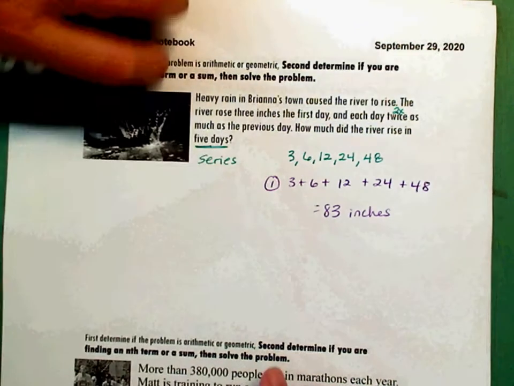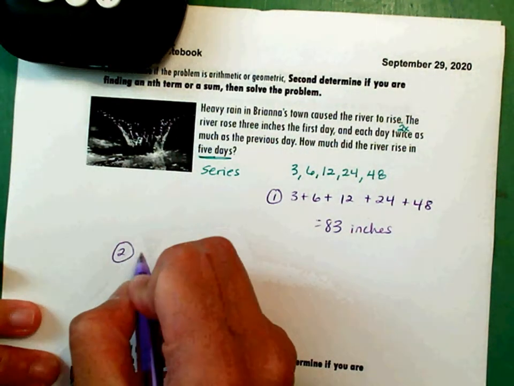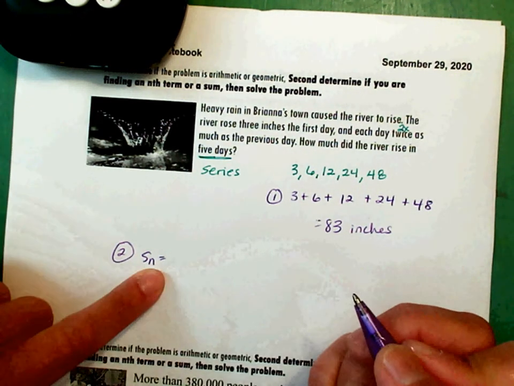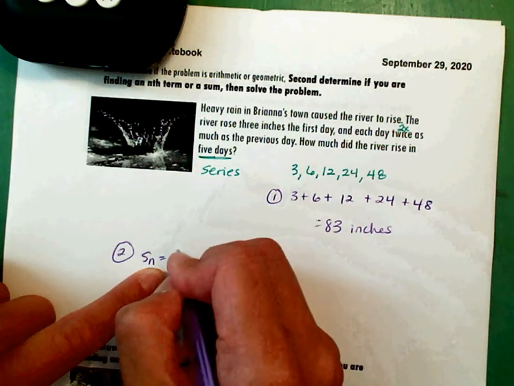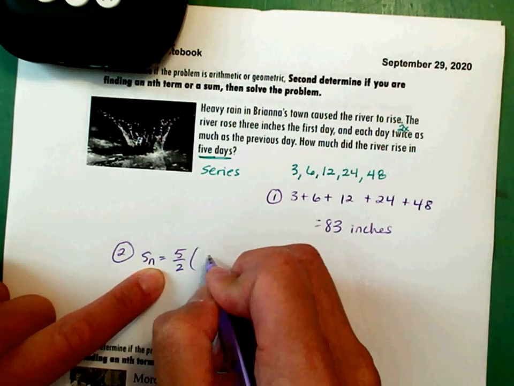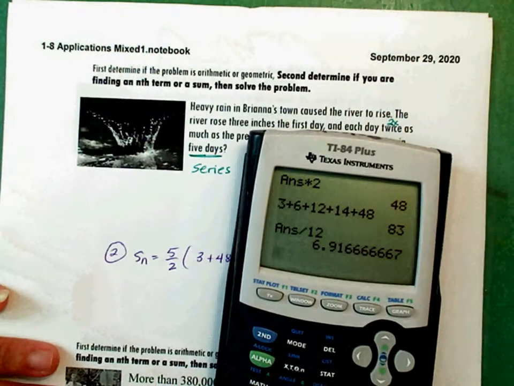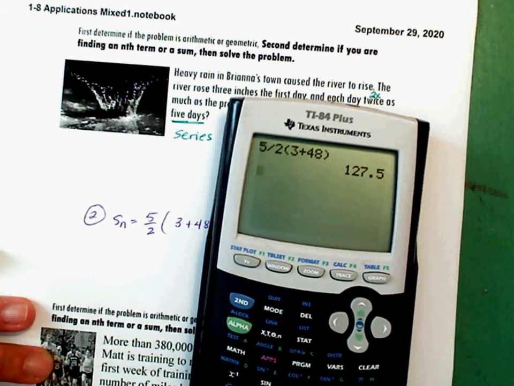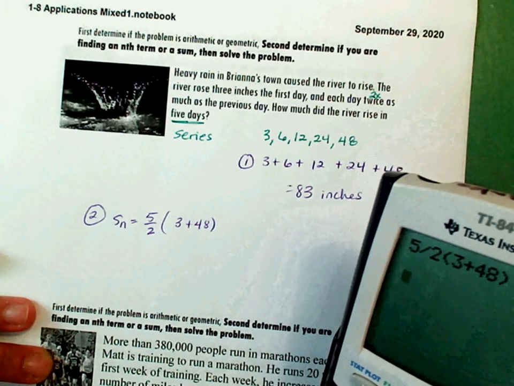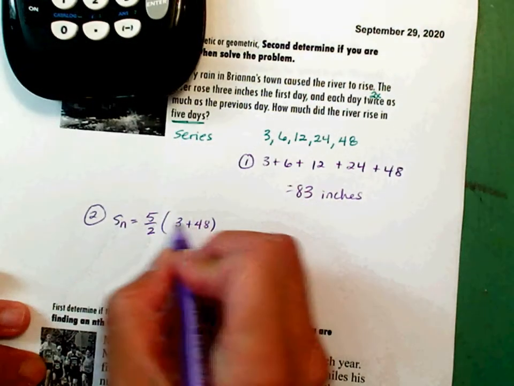It's taller than me. What if I did it this way? S sub n equals, okay? So you have 1, 2, 3, 4, 5 divided by 2. Your first term is 3. Your last term is 48. See if we get the same answer. All right? 5 divided by 2, parentheses, 3 plus 48. What did I miss? I used the wrong formula. I sure did. This is an arithmetic. Notice I didn't get the same answer.